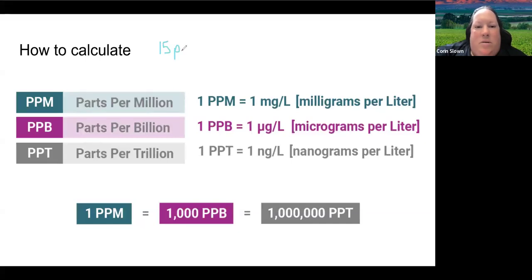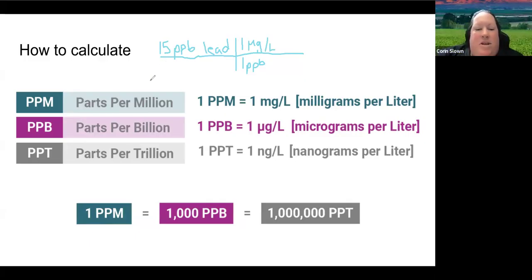So if I wanted to know how much lead that was, in micrograms per liter, well, I would know that 1 ppb is equivalent to 1 microgram. So I could easily do that interconversion.